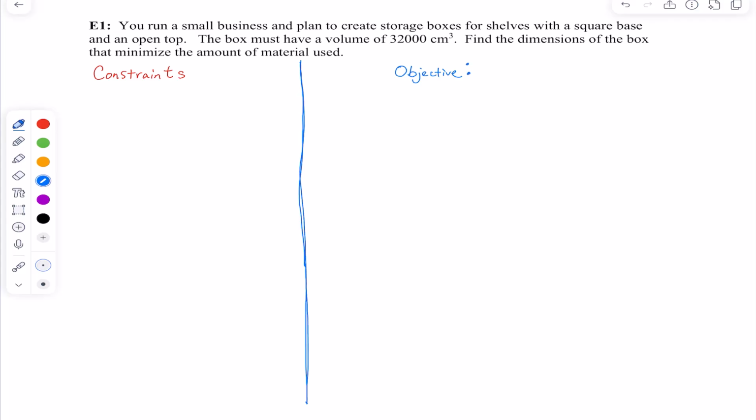Now, the objective is often stated in the question or stated in the direction. We want to minimize the amount of material used. In other words, we want to minimize the surface area of this box. And we could even remind ourselves, what is the measurement for surface area? It will be square centimeters. Now, what are our constraints? Our constraint is actually volume. The volume is set, it is fixed.